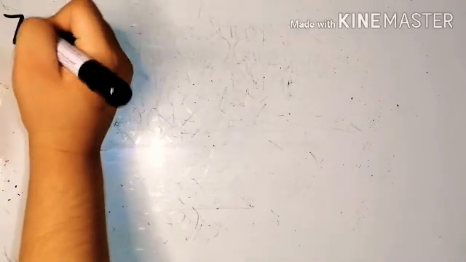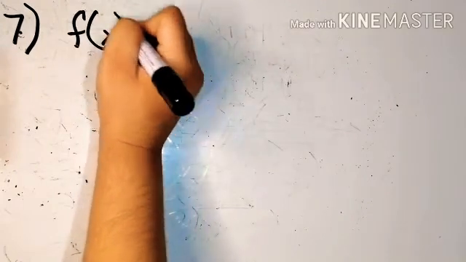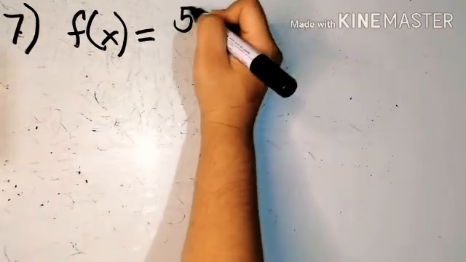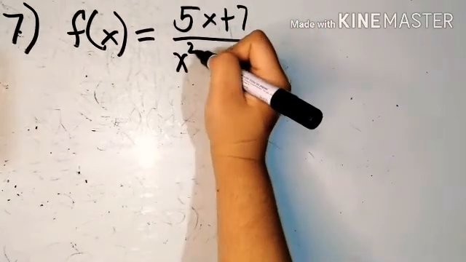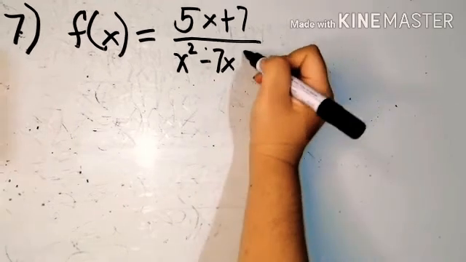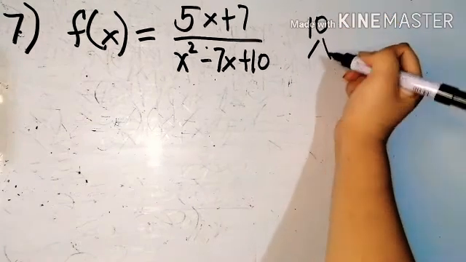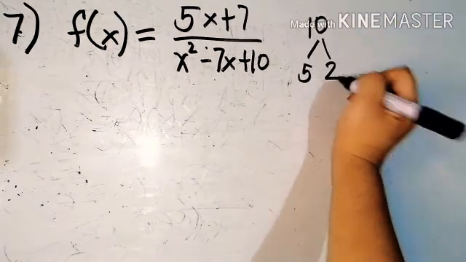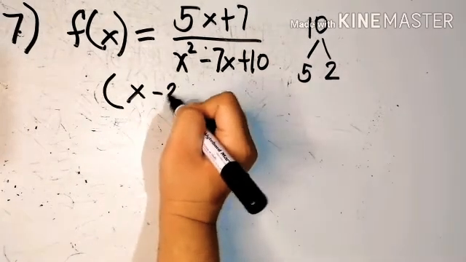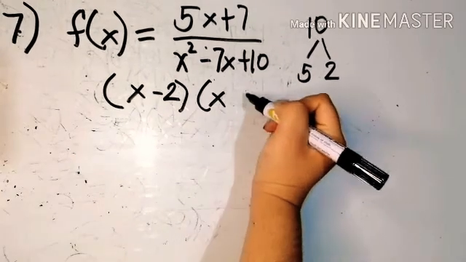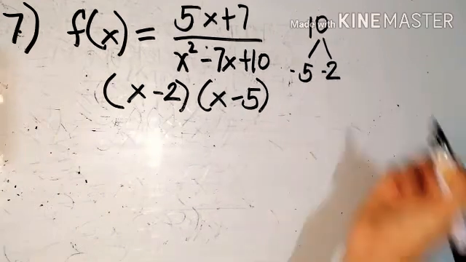Let's have another example. Example number 7. F of x is equal to 5x plus 7 all over x squared minus 7x plus 10. So, sabi natin, ifa-factor muna siya. Sa anong factor? Nagbe-base tayo sa last number. Ano yung pag binag-multiply natin ay 10 na mag-result sa negative 7? So, that is 5 and 2. Bakit siya parehas negative?